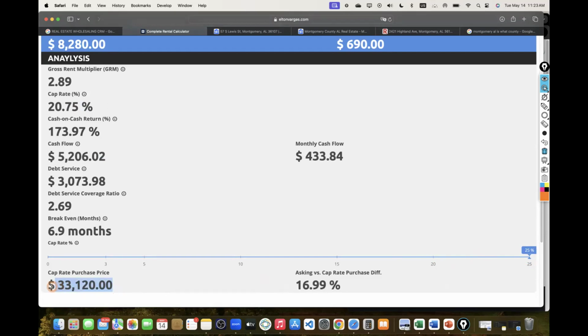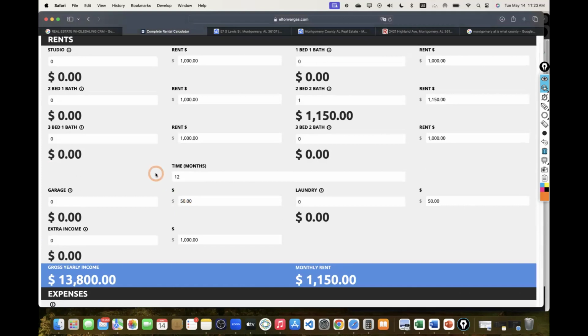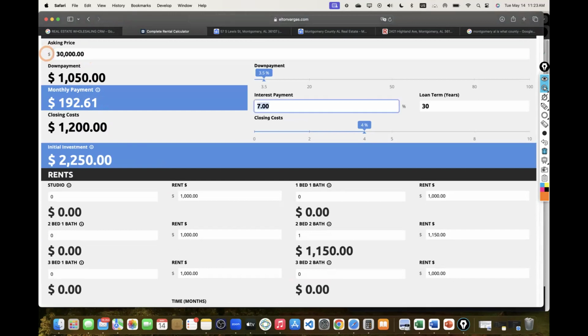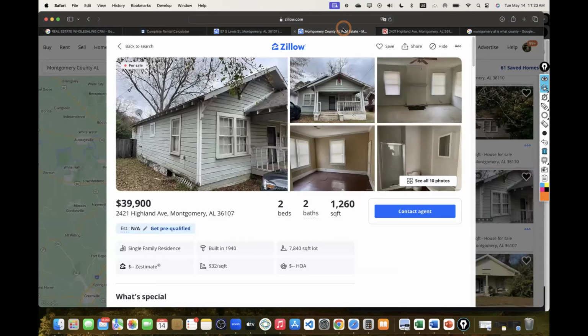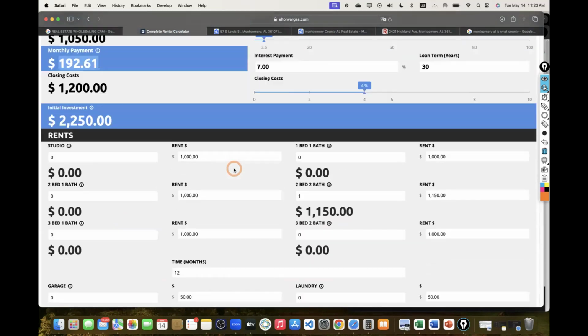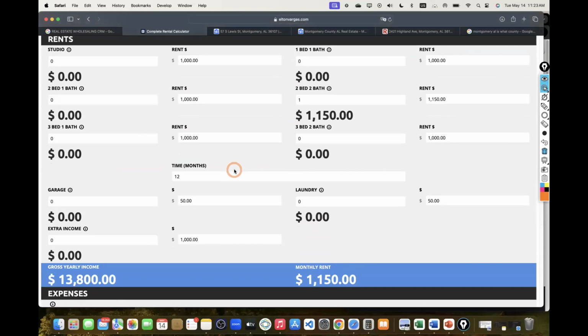Where I can get the property under contract again for $30,000, even more, that's going to be even better, because the lower the price point on it, the more money it's going to bring me at the end of the day. So let's say we get this for $30,000. Just a small difference of $9,000 is going to make a huge difference, and our income is going to stay fixed.